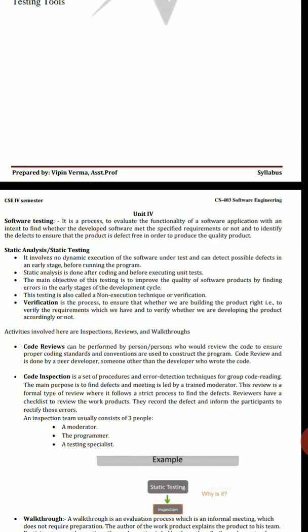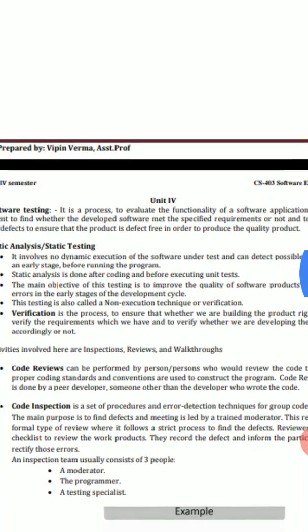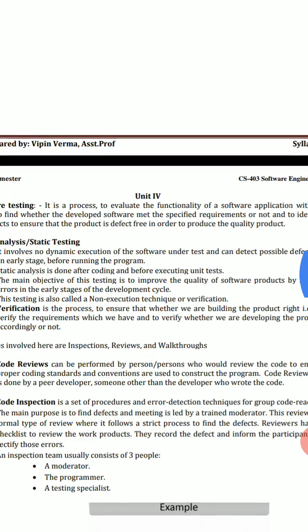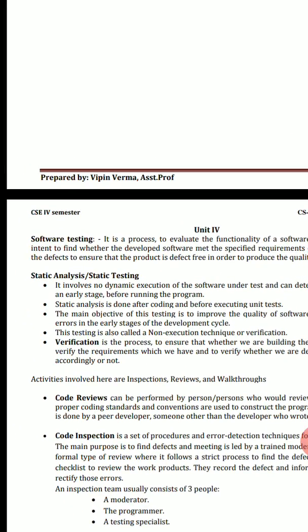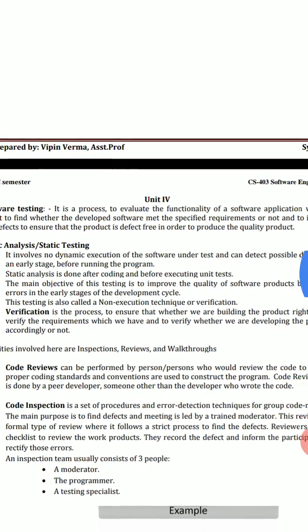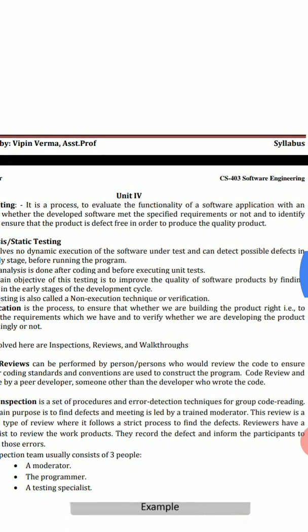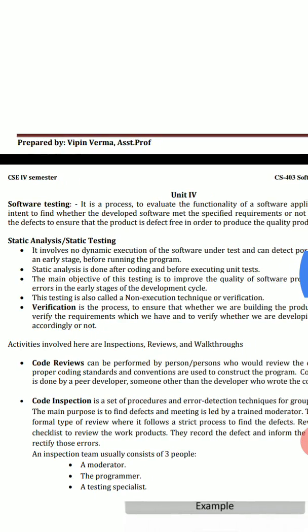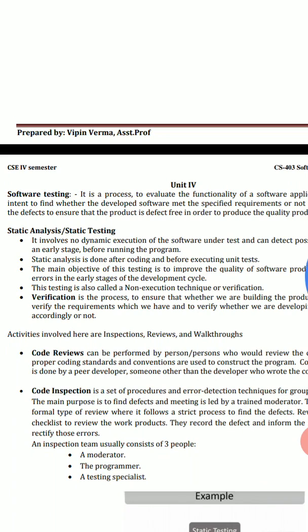What is software testing? As we can see here, the definition of software testing is: it is a process to evaluate the functionality of a software application with an intent to find whether the developed software met the specified requirements or not, and to identify the defects to ensure that the product is defect free, in order to produce a quality product.